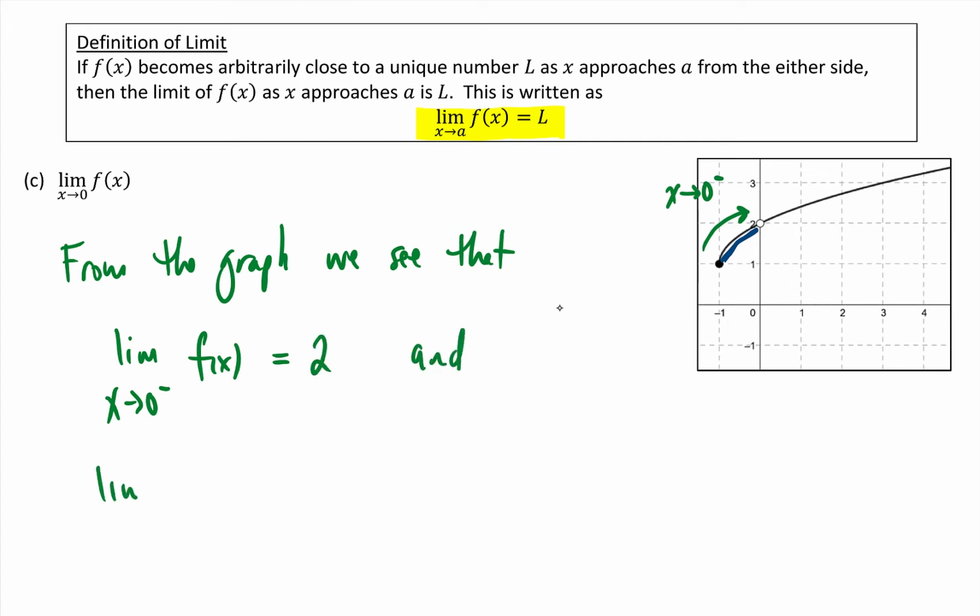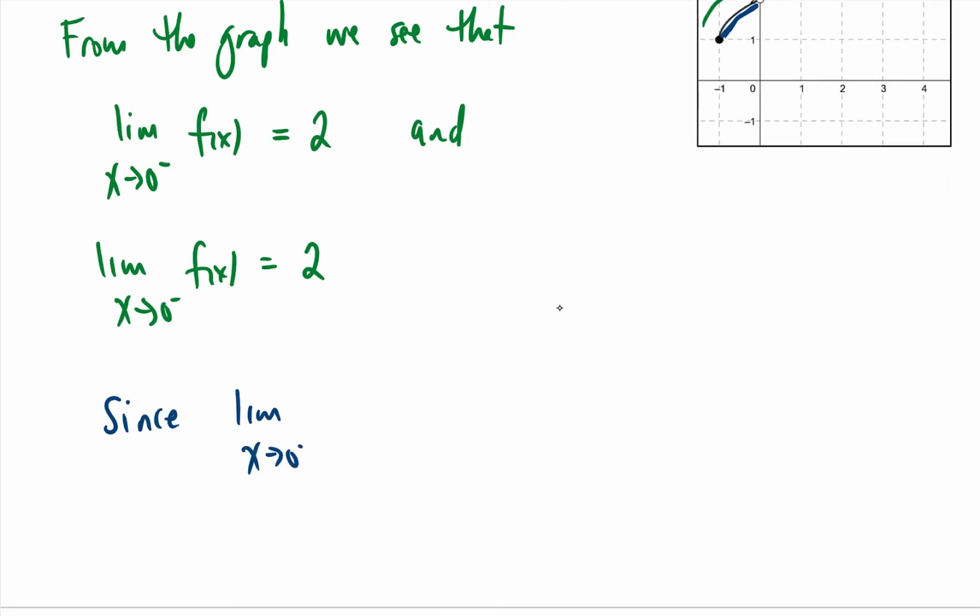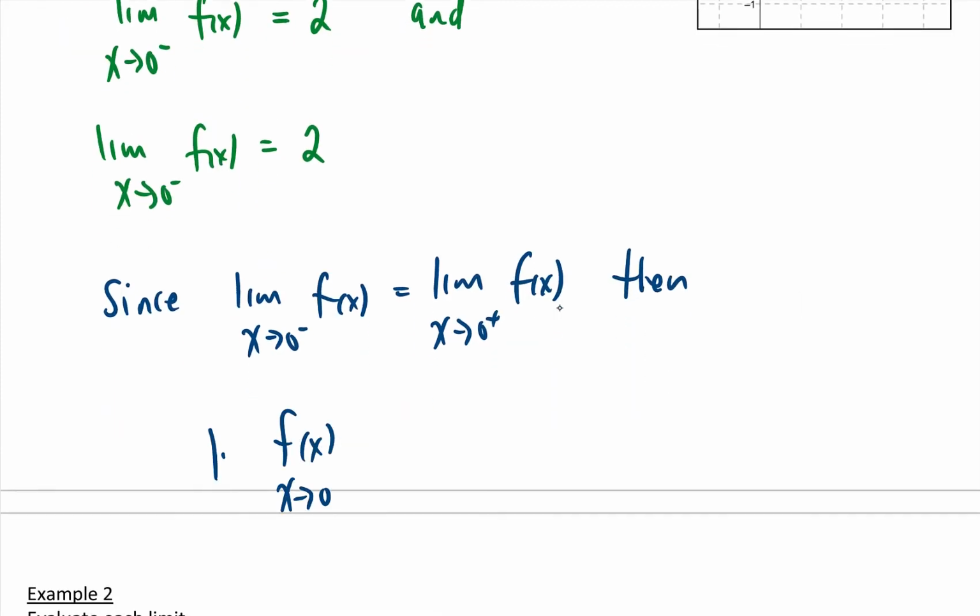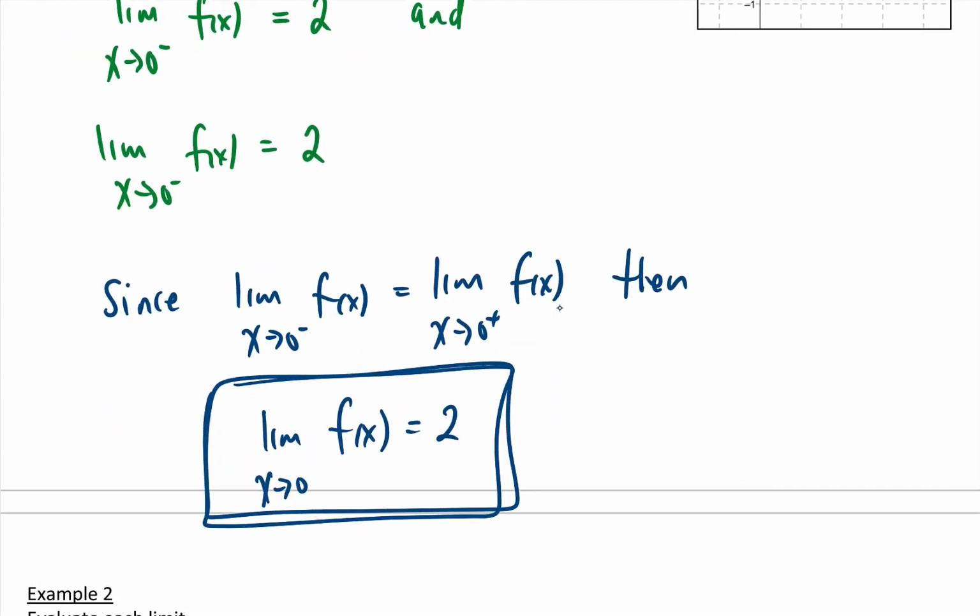We also see the limit as x approaches 0 from the right for this function. So coming in this direction, 0 from the right, so x approaches 0 from the right. We said it also approaches a height of 2. And since the left-hand limit and the right-hand limit, both of them are the same, then the limit as x approaches 0 is equal to 2. And again, this is the topic of limits. What is the height of the graph approaching as you approach the x value from the left and from the right?